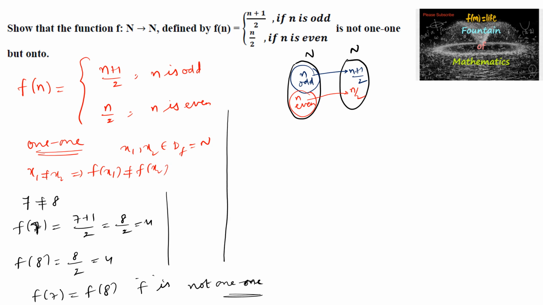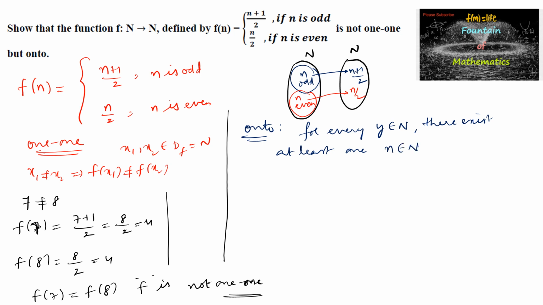And coming to the next, the onto definition says that for every y belonging to the codomain, that is N, there exists at least one x belonging to N, or n belonging to N, such that f of n is equal to y. So this is the definition for onto.